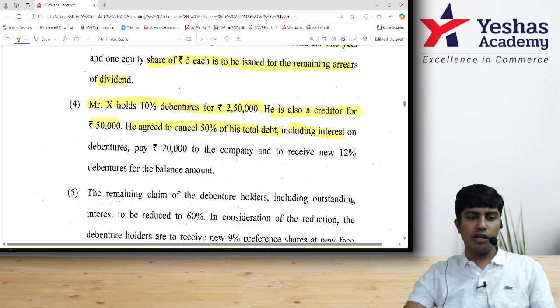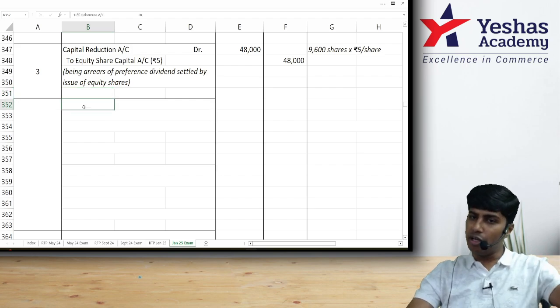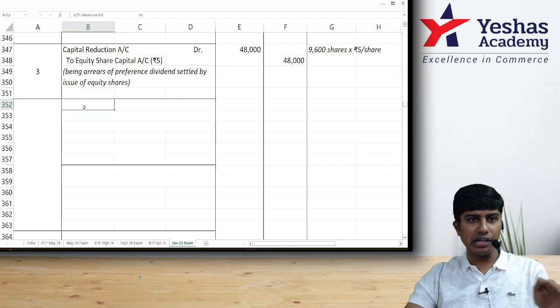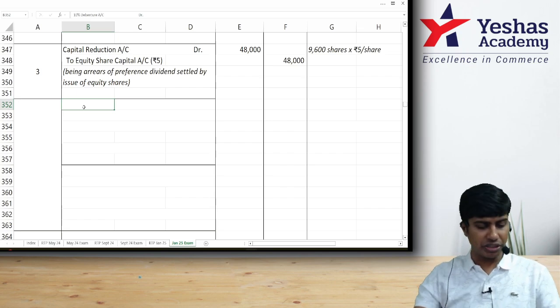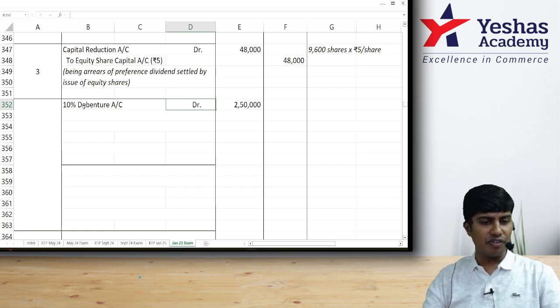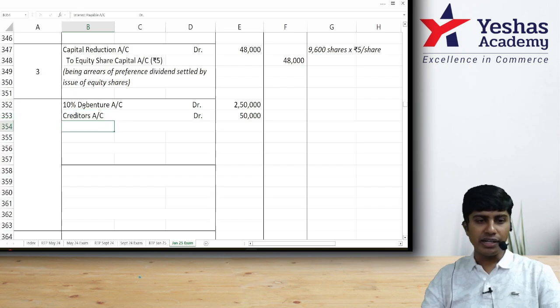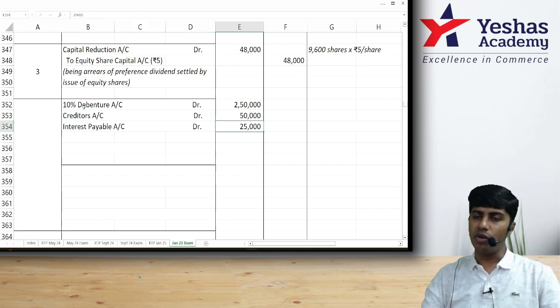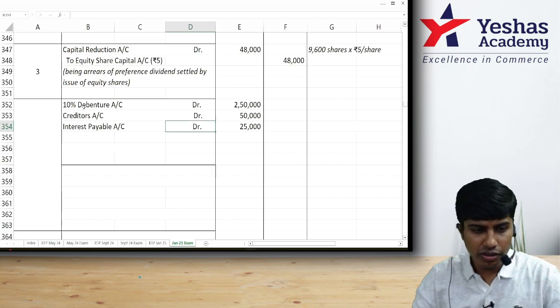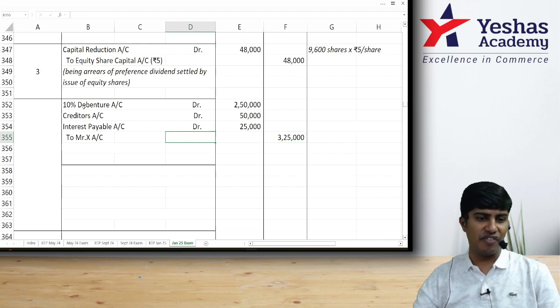2,50,000 worth of debentures, 50,000 worth of creditors, and 25,000 worth of interest. I will debit all of them by closing that liability and credit it to Mr. X. Let me write. The 10% debenture account debit 2,50,000, creditors account debit 50, and interest payable 25. Everyone understood 25? Very good. To Mr. X account 3,25,000.